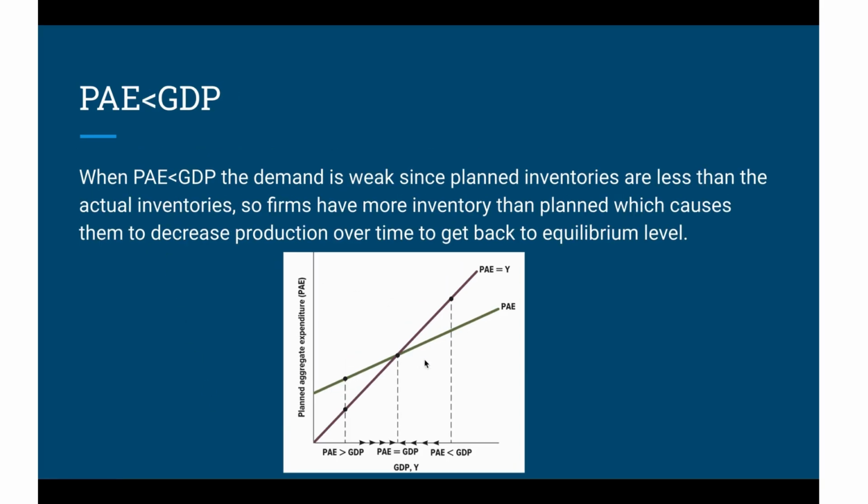When the PAE is less than the GDP, the demand is weak since planned inventories are less than the actual inventories. So firms have more inventory than planned, which causes them to decrease production over time to get back to the equilibrium level.